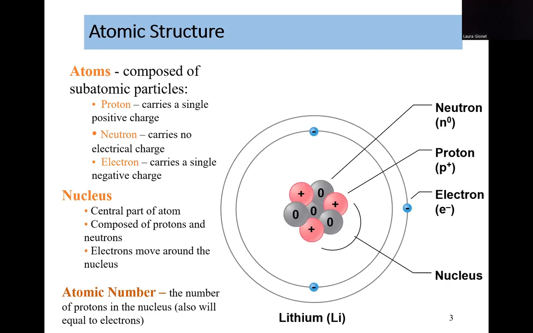All right, so atomic structure. Atoms are composed of subatomic particles. Right? So atoms or elements contain protons, neutrons, and electrons. Protons carry a positive charge, neutrons carry no electrical charge, and electrons carry a negative charge. The nucleus is an essential part of the atom. This is where we find protons and neutrons. Electrons move and exist in energy levels radiating away from the nucleus. And the atomic number is always the number of protons in the nucleus.